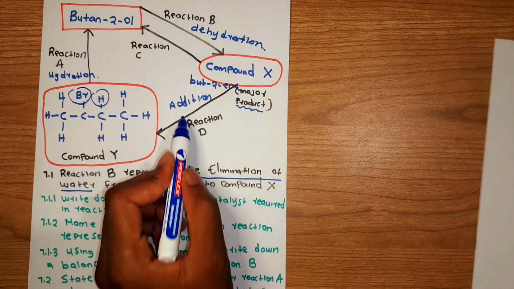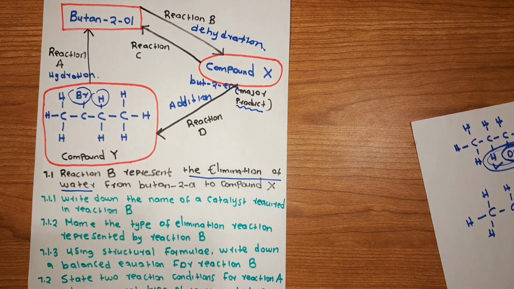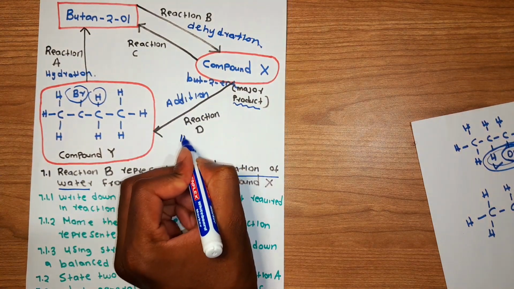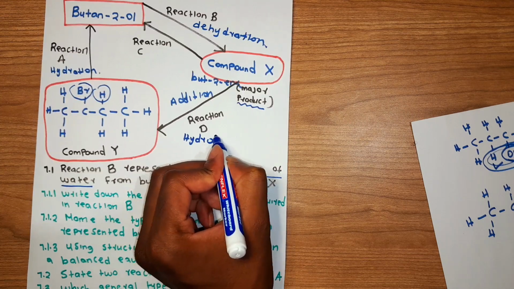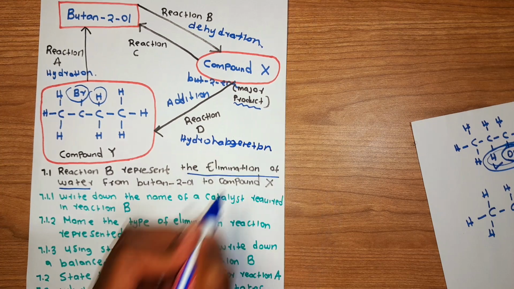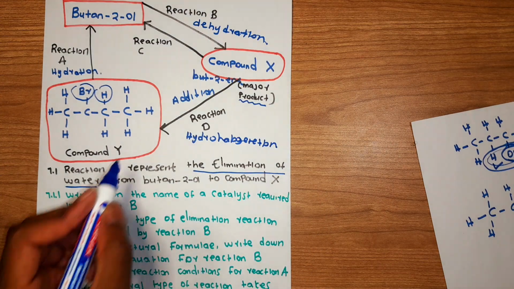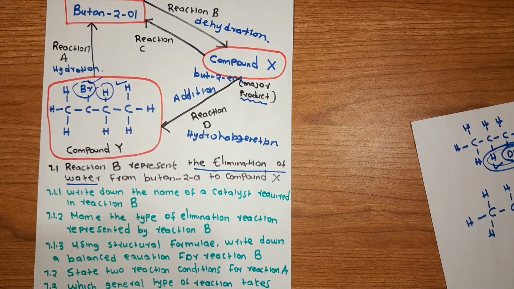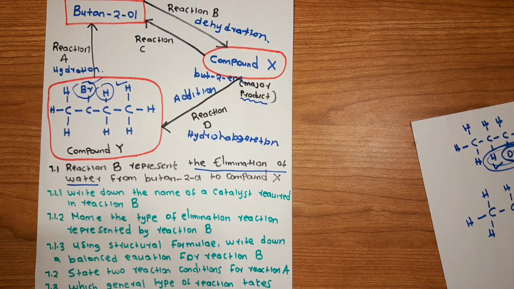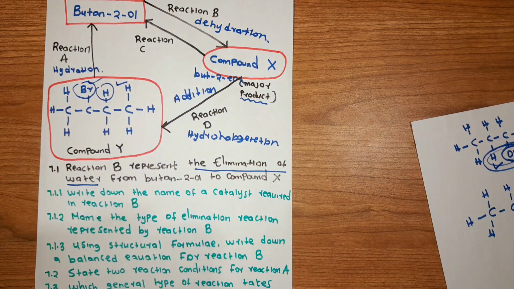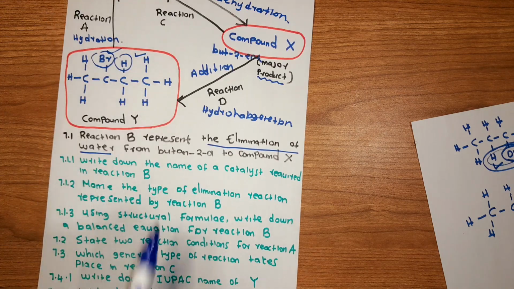So it means that this is hydrohalogenation. So the type of addition reaction here is what we call hydrohalogenation. What is hydrohalogenation? We have added hydrogen and a halogen. So by that you realize that you have actually answered and interpreted this question. Now you can actually try to answer this question.